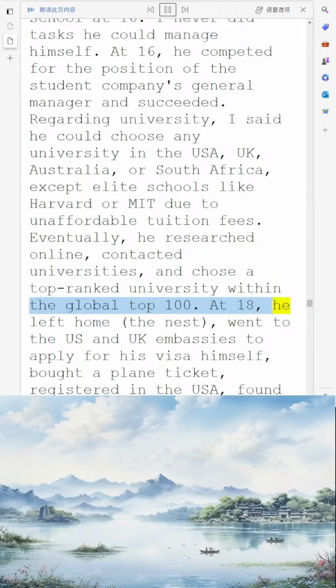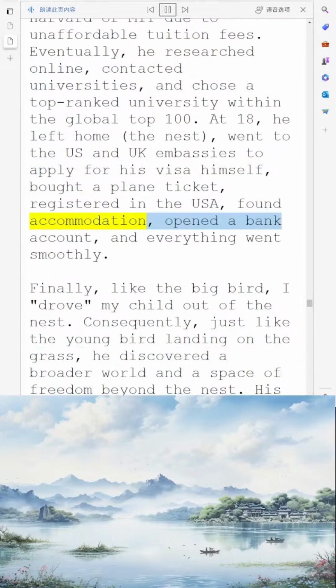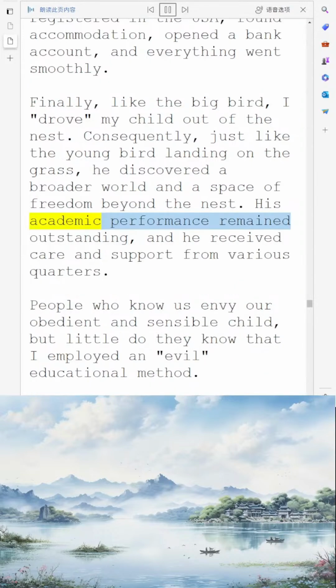At 18, he left home, the nest, went to the US and UK embassies to apply for his visa himself, bought a plane ticket, registered in the USA, found accommodation, opened a bank account, and everything went smoothly. Finally, like the big bird, I drove my child out of the nest. Consequently, just like the young bird landing on the grass, he discovered a broader world and a space of freedom beyond the nest. His academic performance remained outstanding, and he received care and support from various quarters.